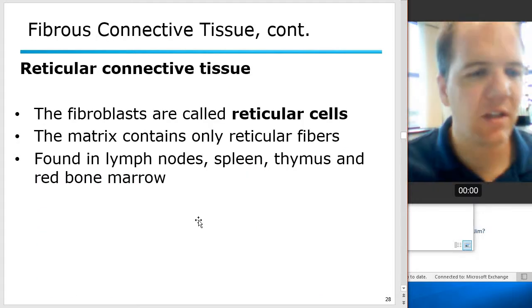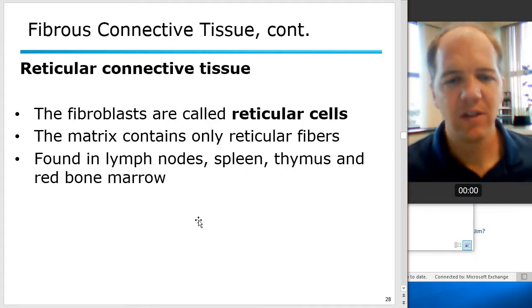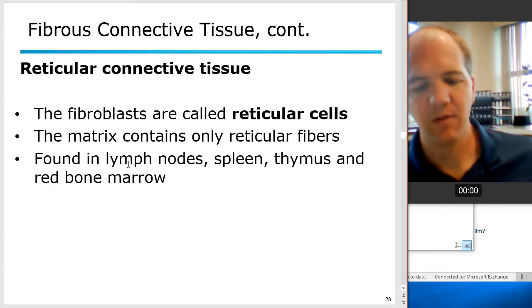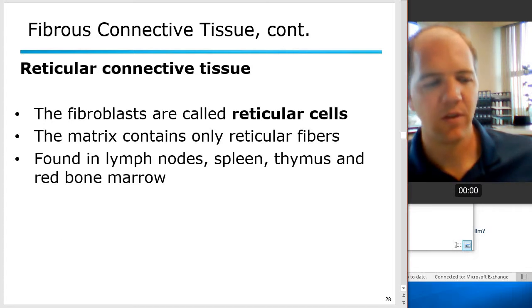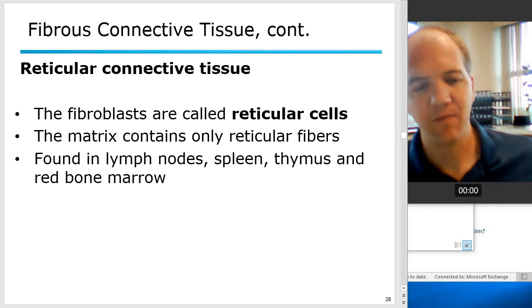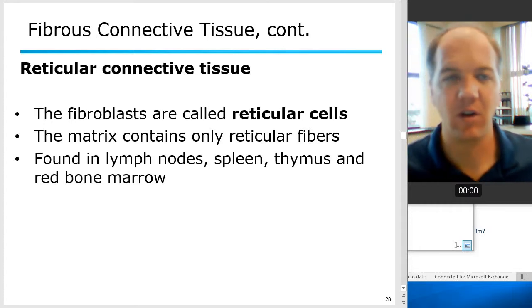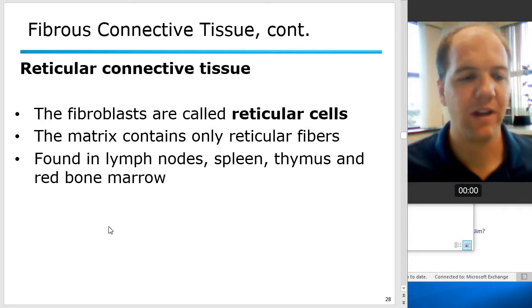And then we have reticular connective tissue. So these cells aren't called fibroblasts, they're called reticular cells, and there's only reticular fibers. And this is found in lymph nodes, the spleen, the thymus, and in red bone marrow. So this type of connective tissue is associated a lot with our lymphatic system, which has a job of protecting our body. So that's our immune system as part of that lymphatic system.